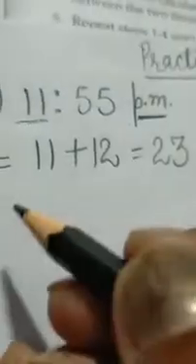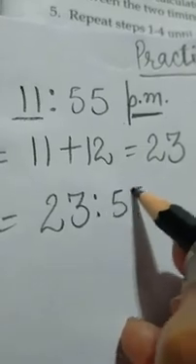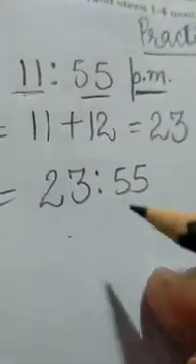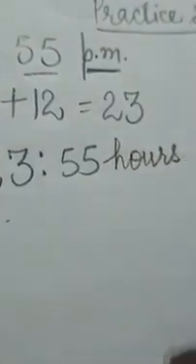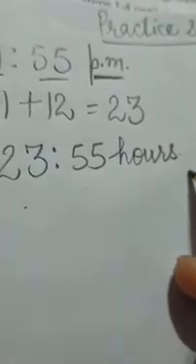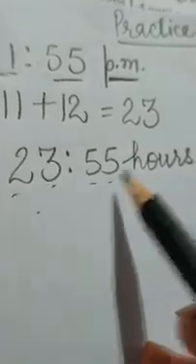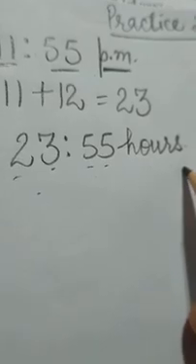Now the time according to the 24-hour clock will be 23:55. There will be no change in the minutes, only the hours will be changed. And with this we will write hours, because in 24-hour clock time we do not write AM and PM, we will write hours. And see one more thing, here 4 digits are compulsory in the 24-hour format.